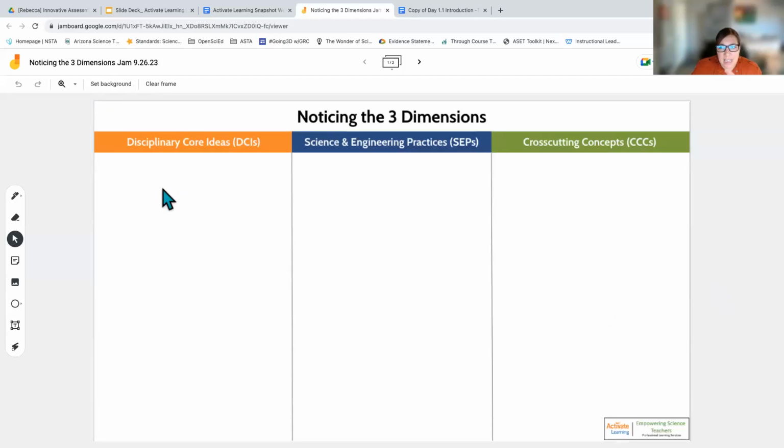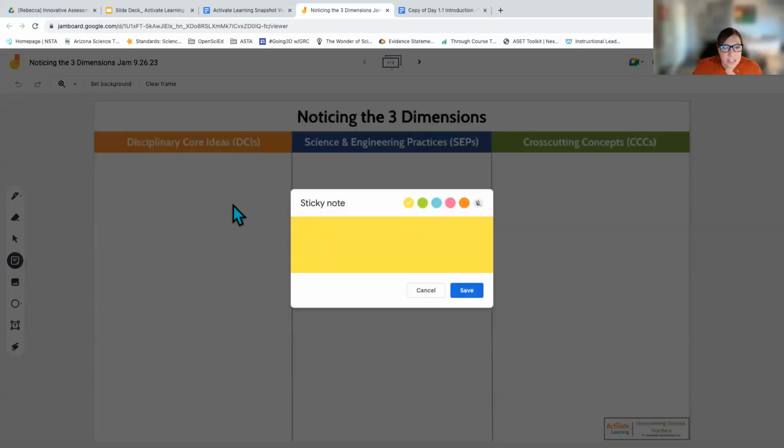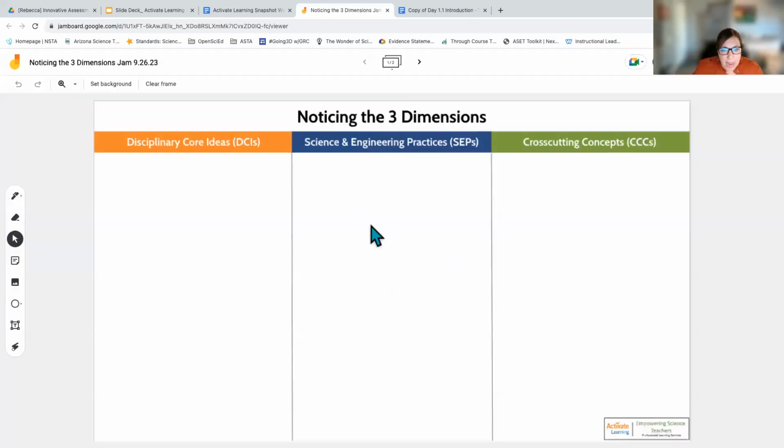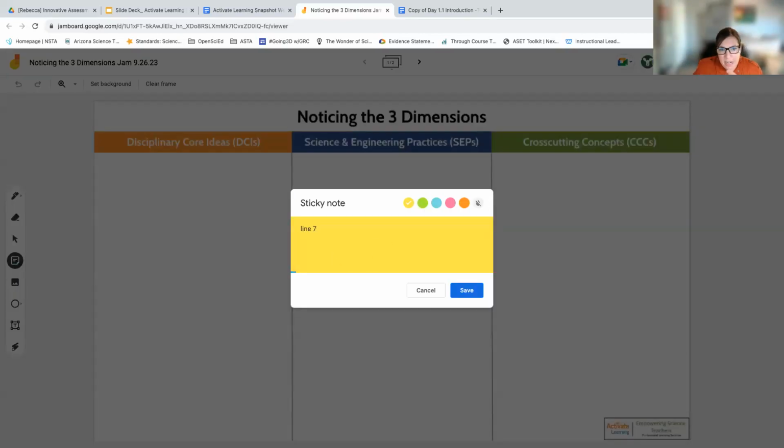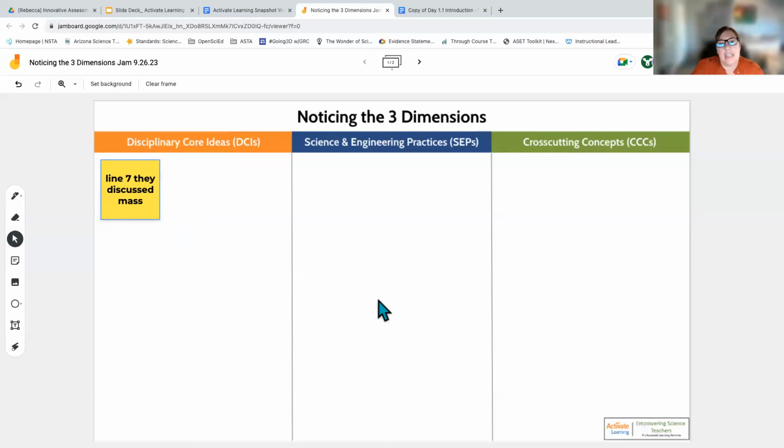And what I was thinking we could do once everybody gets in here, I see some folks joining, so thanks for doing that, is just use some stickies to write, where did you find evidence of the core ideas? How about the practices or the cross-cutting concept? So I thought we could start there. You don't have to say what line of the transcript. If you want to, you could say, line 7, they discussed mass as part of the core idea or whatever, and then just put it under wherever. So I was just hoping to build us a little structure to share our ideas for noticing the 3 dimensions.